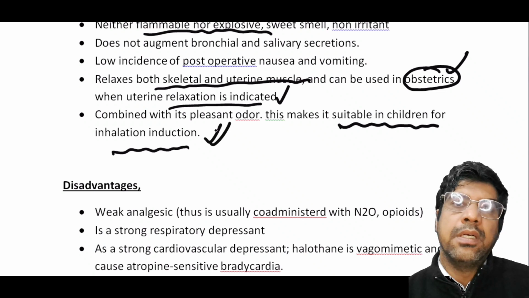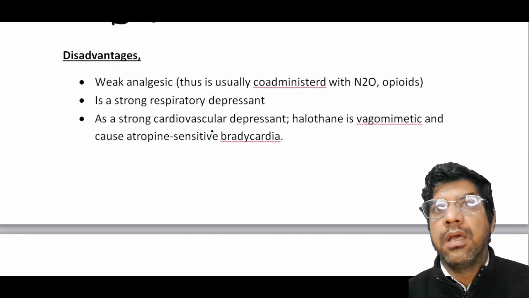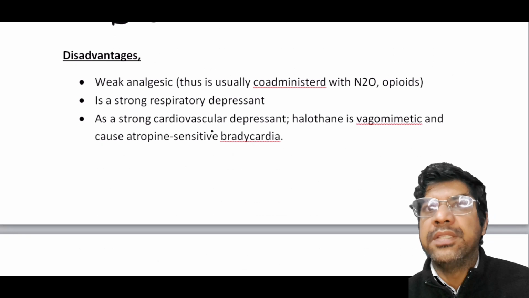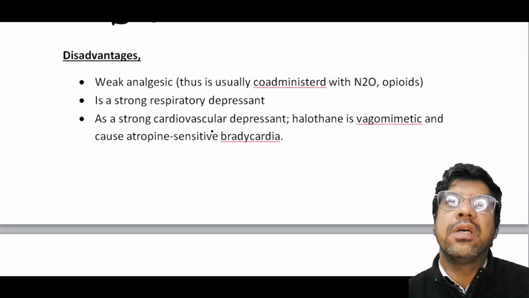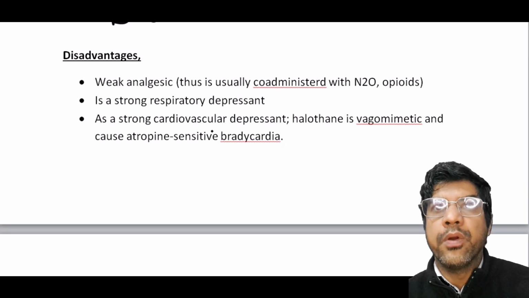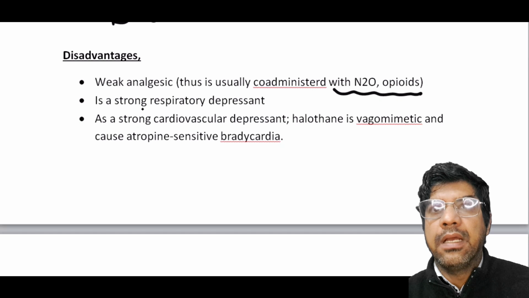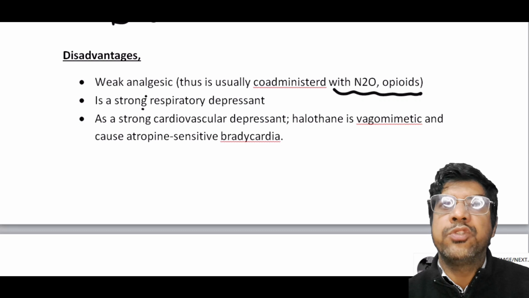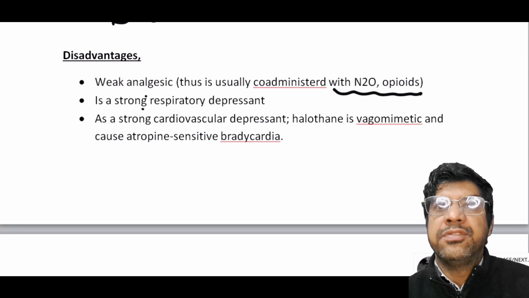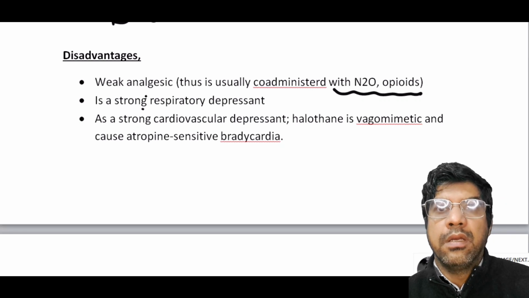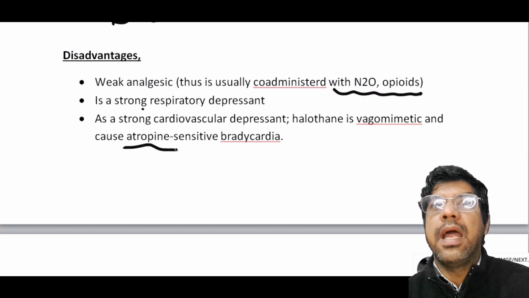Now, what are its drawbacks? It's not the best at relieving pain on its own, so it is often used with other pain-relieving substances like nitrous oxide or the opioids. Apart from that, it strongly slows down the breathing and can also affect the heart. It can cause a slow heart rate, and that can be treated with atropine.